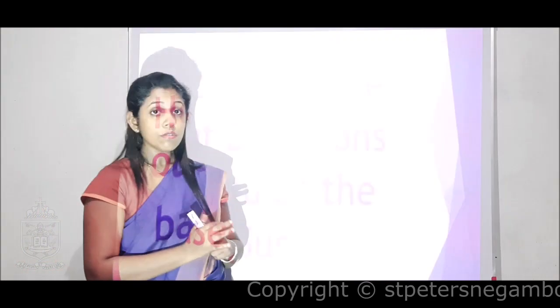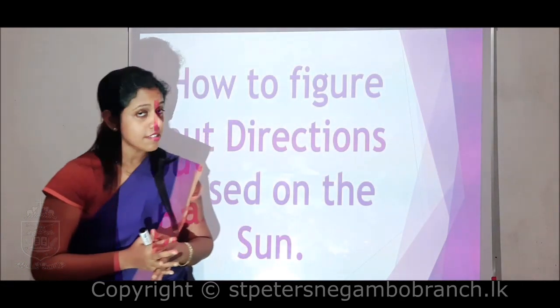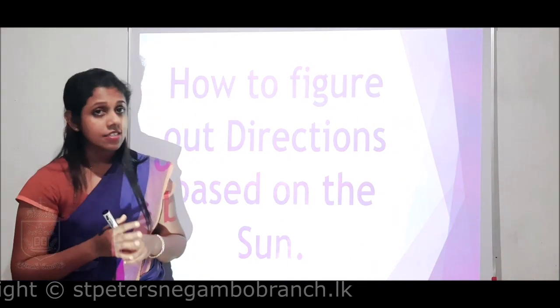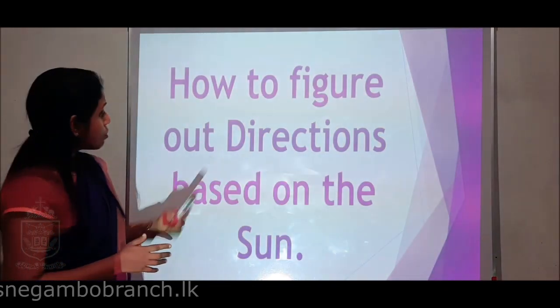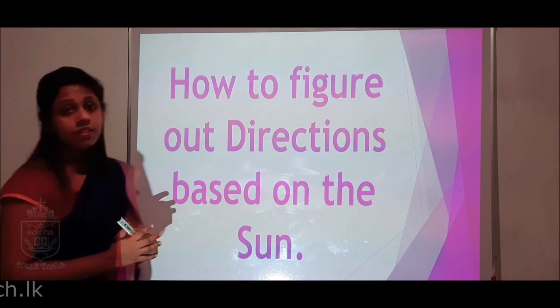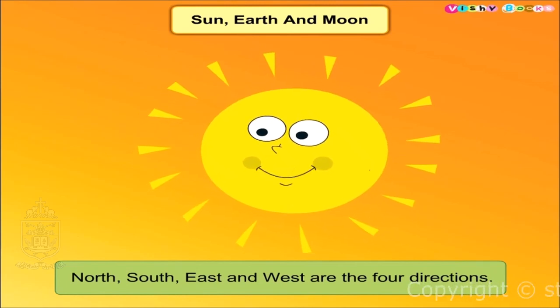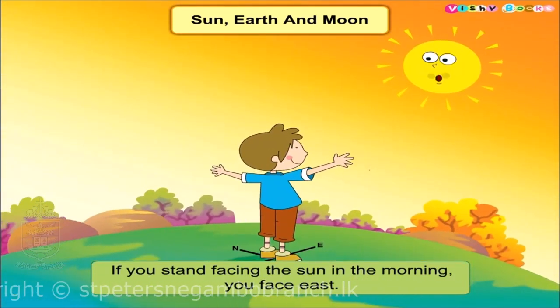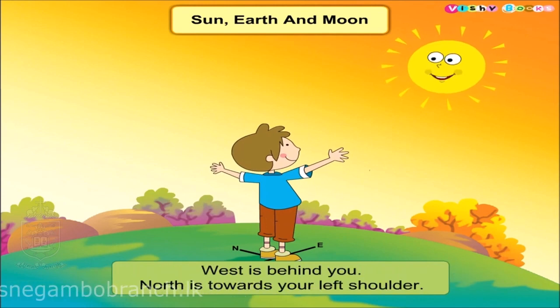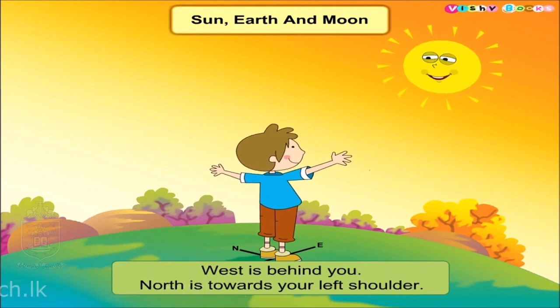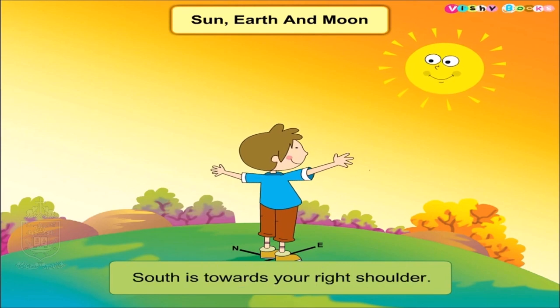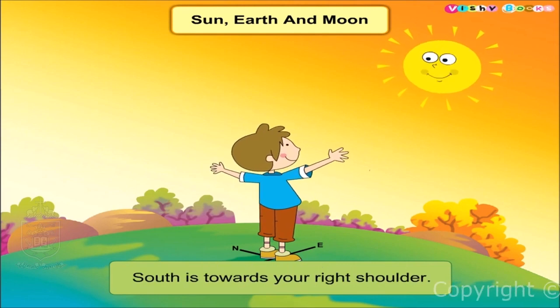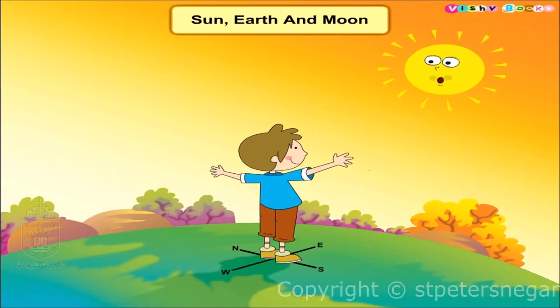Now we are going to move to the most important part of this lesson. Now you have to pay your attention again. How to figure out direction based on the sun. North, south, east and west are the 4 directions. I can help you to know them. If you stand facing me in the morning, you face east. So west is behind you. North is towards your left shoulder. South is towards your right shoulder. Got that? Now tell me the directions again.